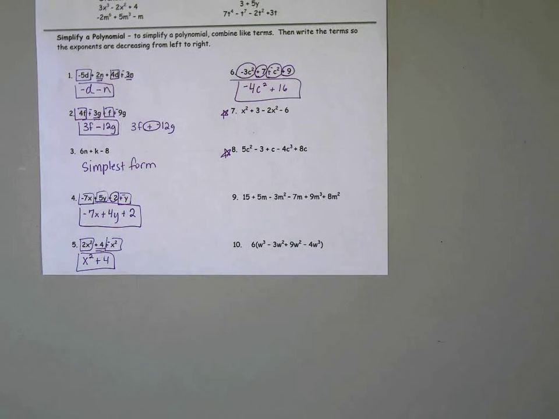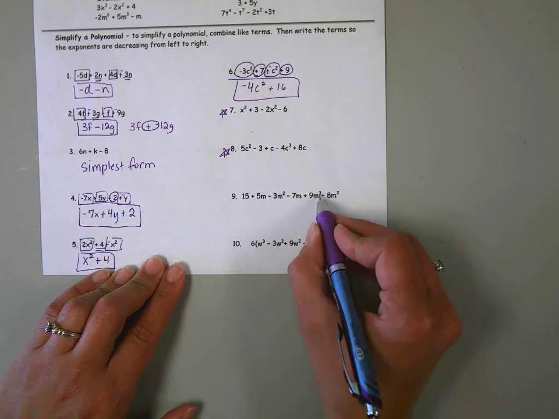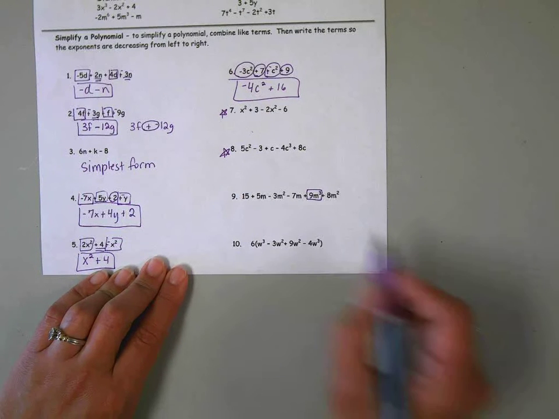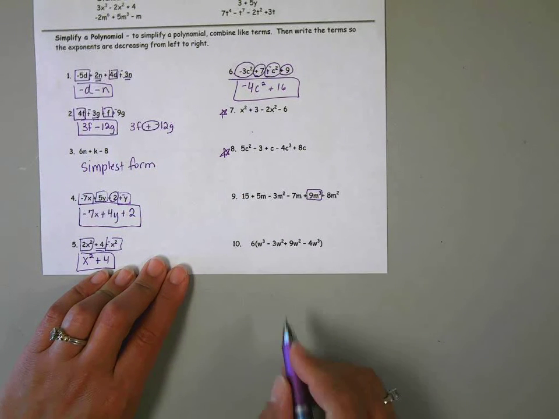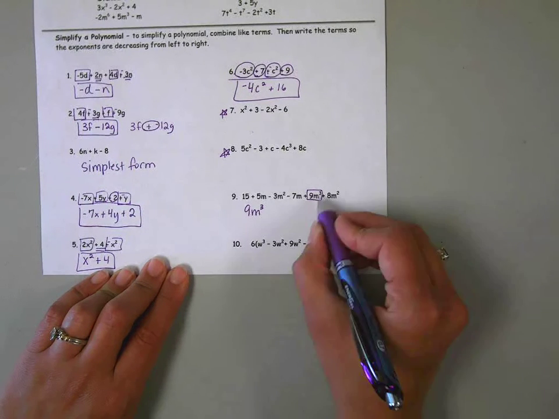Okay, let's look at number 9. Here we have quite a few terms. So let's go ahead and see. Here we have an m cubed, 9m cubed, but there are no other m cubed. So we're going to start that out with a 9m cubed, and we're done with that one.